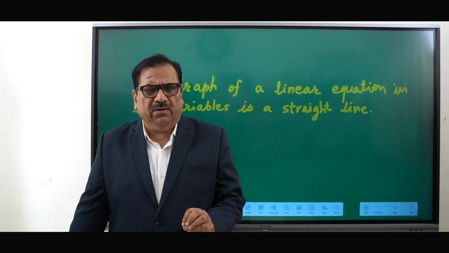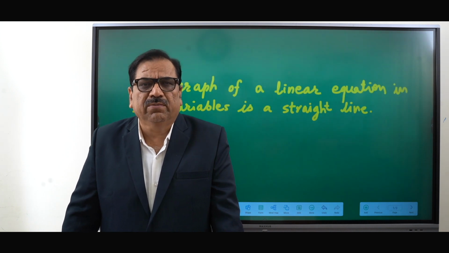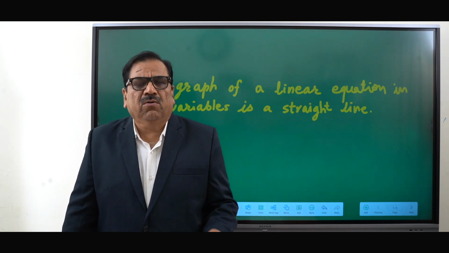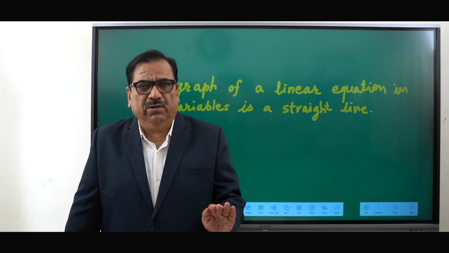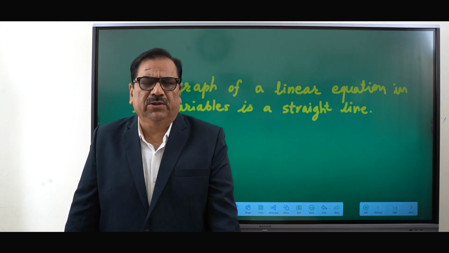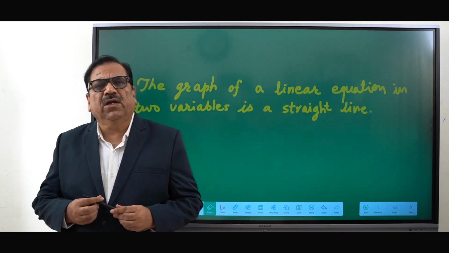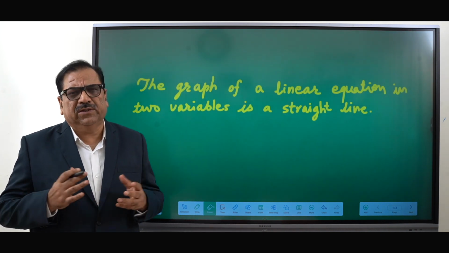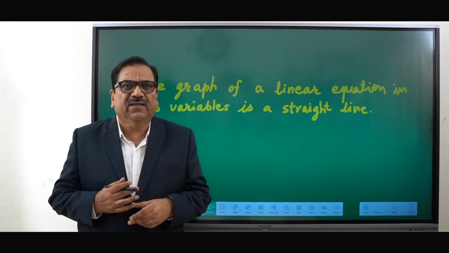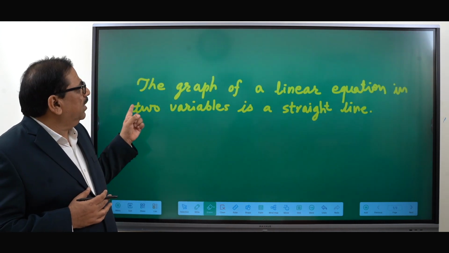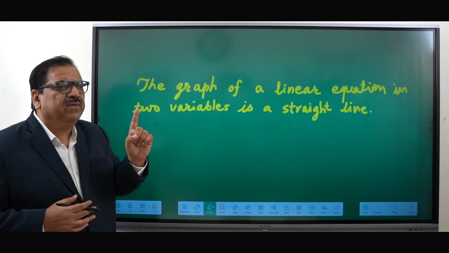Before proceeding further, I must tell you something about what is a graph and what is its importance and how to learn some important things about graph. Friends, when we say linear equation in two variables, the question is why it is called linear. The answer is that the graph of a linear equation in two variables is a straight line.